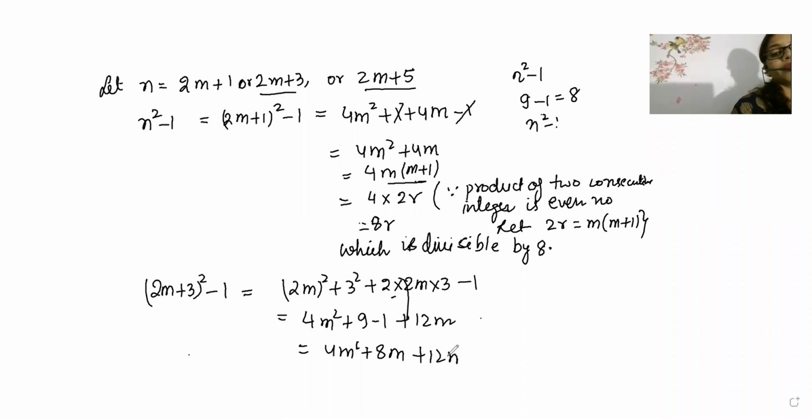plus 12m. So better take plus 8, and then take 4 out. What are you getting inside? m square plus 2 plus 3m. Now find the factorization of it. 4 times m square plus 3m plus 2.